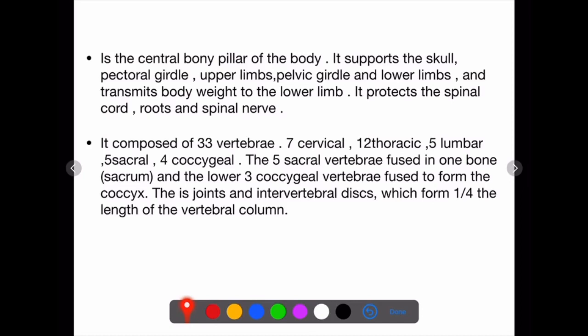The 5 sacral vertebrae are fused in one bone, which we call the sacrum, and the lower coccygeal vertebrae are fused to form a coccyx. There are joints and intervertebral discs which form 1/4 of the length of the vertebral column.